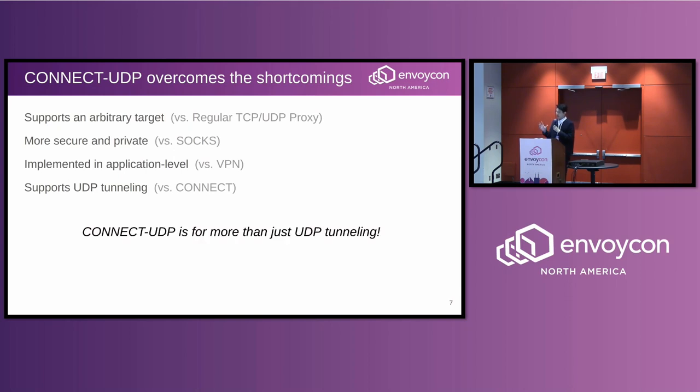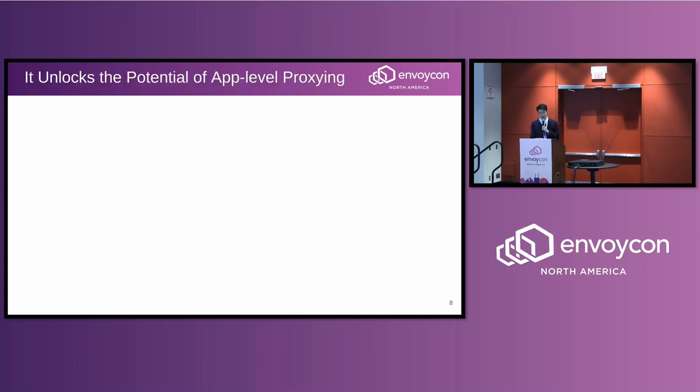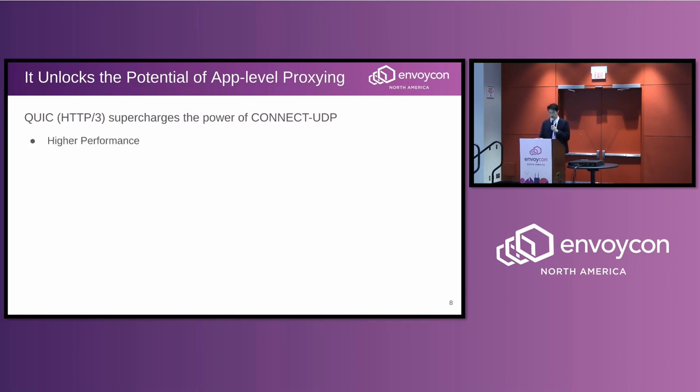However, I would like to emphasize that CONNECT-UDP is not just for UDP tunneling. Combined with QUIC or HTTP/3, it unlocks the power of application-level proxying. With HTTP/2 or HTTP/1, a loss in a stream can block other independent HTTP streams because it's TCP. But with HTTP/3 downstreams, we can now multiplex multiple QUIC connections or HTTP/3 connections in a single QUIC or HTTP/3 connection without this head-of-line blocking problem.